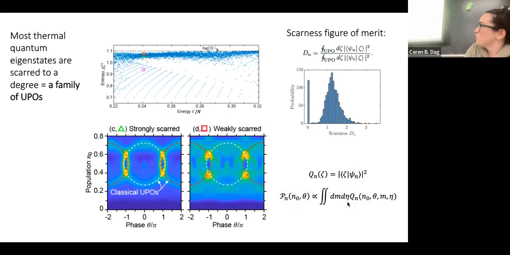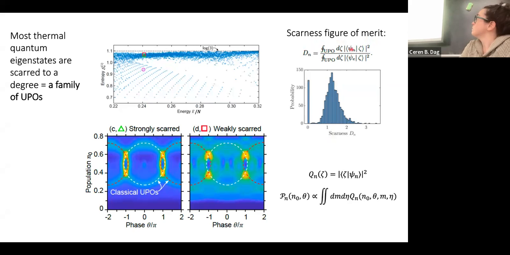So let me also note that there isn't just one isolated UPO in this model. There are actually a family of UPOs. At every energy in the middle of the spectrum, you actually have a UPO, and that causes a high degree of scarring of the quantum eigenstates. For this reason, for example, we define the scarness figure of merit.